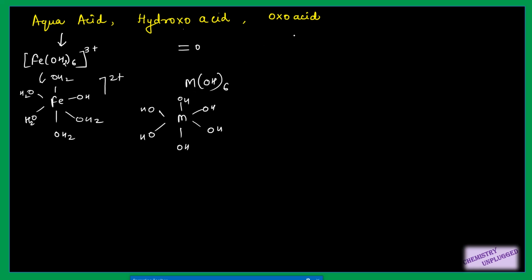Then we have oxo acid. Most of the time in organic chemistry we deal with oxo acids. So what is an oxo acid? You have this oxo group and next to it you can have OH. This one will be your oxo acid, like sulfuric acid, H2SO4. You can have different types of acids of phosphorus and nitrogen, they all are oxo acids.